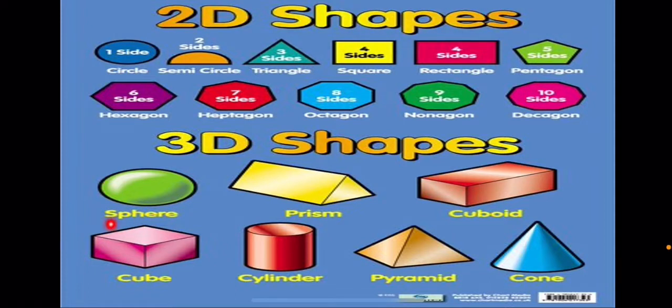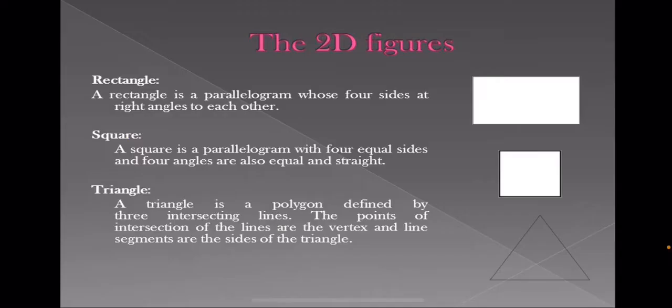Now, the 3D shapes are a sphere, a prism, a cuboid, a cube, a cylinder, a pyramid and a cone. So, now let us learn about these shapes in detail. The 2D figures. A rectangle.